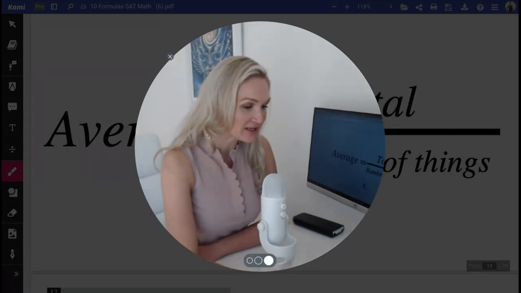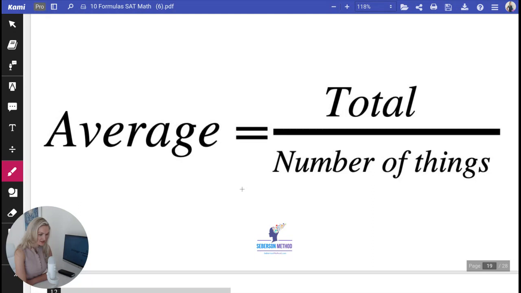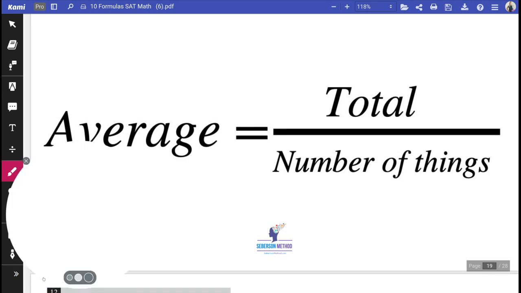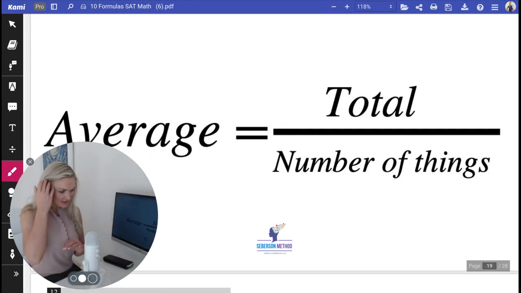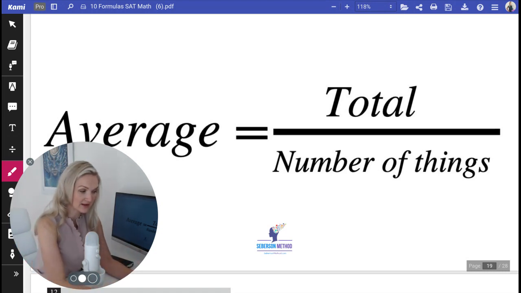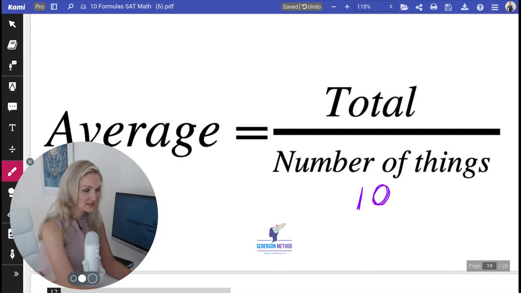Let's do this. So many of you know that average is the total divided by the number of things. So let's say you had a statistic from a group of students who declared the number of hours they studied for the SAT. Then you would add up all of those numbers. Let's say you surveyed 10 students, and that would be the total number of things. You surveyed 10 people, and all of them had a different response. So some of them studied for 2 hours, some of them studied for 150, some of them studied for 4, 3 of them studied for 7.